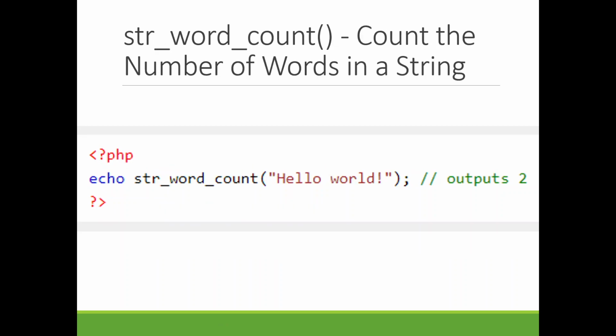Then we have word count. String word count returns the number of words. So this one is going to output 2. It only counts the words after spaces. So 1, 2. In some application forms, for example, when you're told to write an essay on why you are interested in the job, and it should go beyond 200 words, they can use this function to count the number of words.